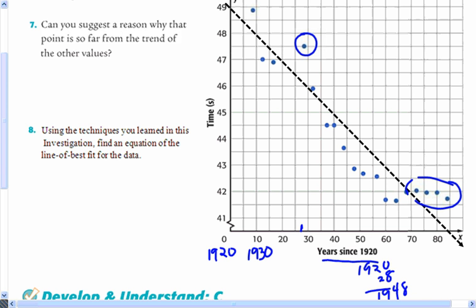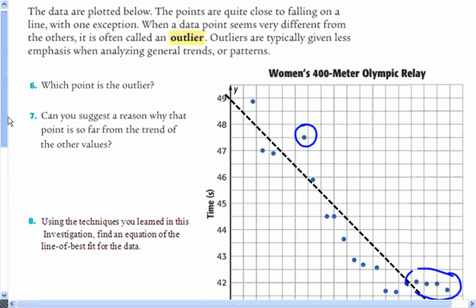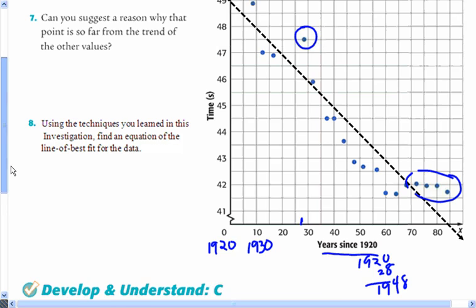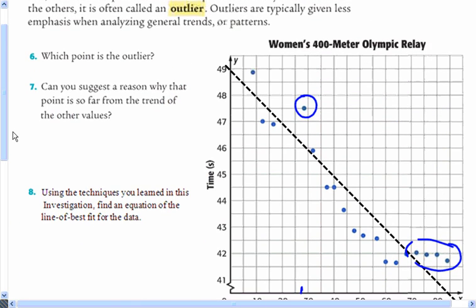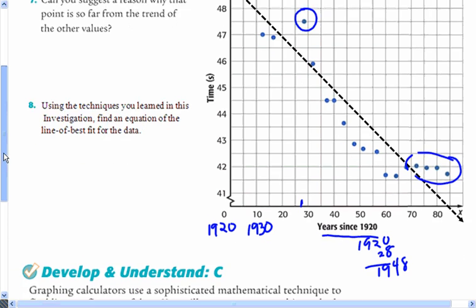So you might think about what happened in those years in the Olympics, right around World War II. Anyway, we're going to do this in class. We're going to use our techniques to come up with an equation.